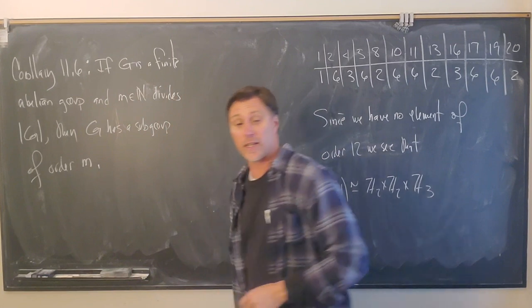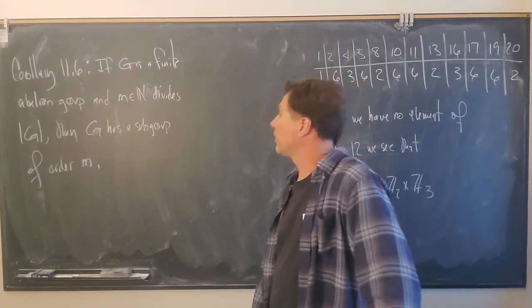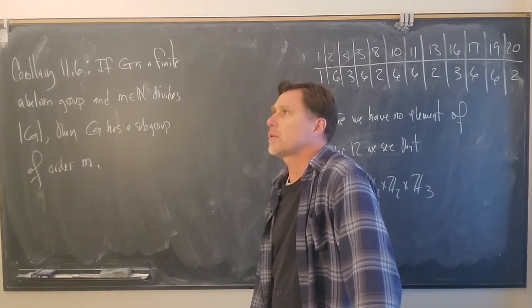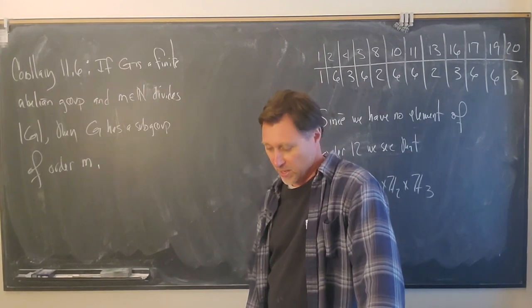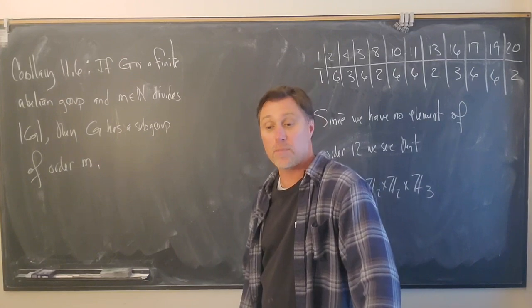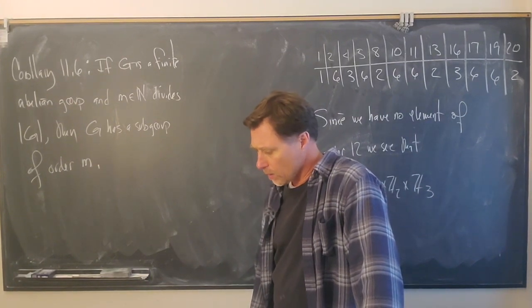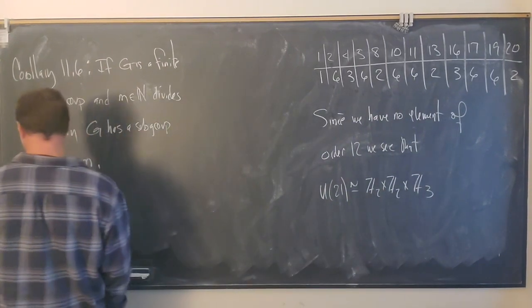We already know this for cyclic groups. For every divisor of the order of a cyclic group, there is exactly one subgroup corresponding to that divisor, meaning it has order equal to that divisor. So there's actually something to prove.